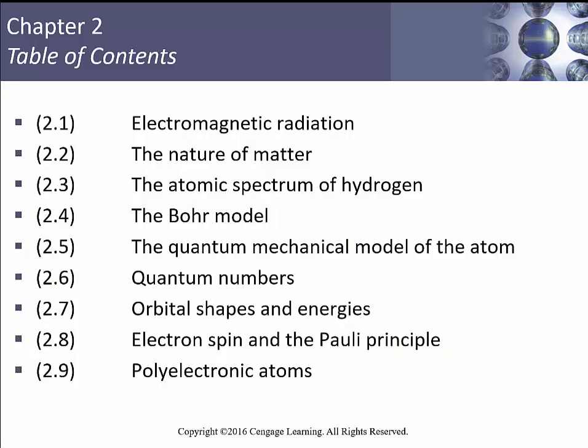So we're going to look at electromagnetic radiation, the nature of matter, the atomic spectrum of hydrogen, which gives us the Bohr model of the atom. And we'll then talk about the quantum mechanical model of the atom, which is an improvement of the Bohr model. We'll talk about the quantum numbers that tell us where each electron is going to be located on an atom. We'll talk about orbital shapes and their energies, and then electron spin and the Pauli exclusion principle. And then we'll talk about polyelectronic atoms, so those are ones with more than one electron.